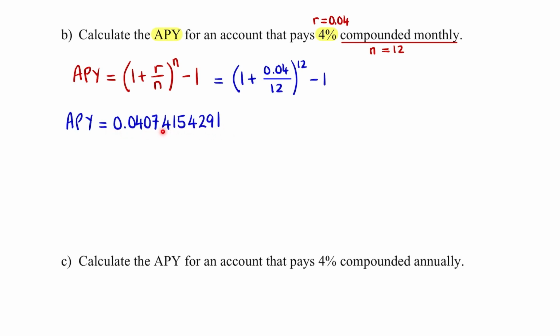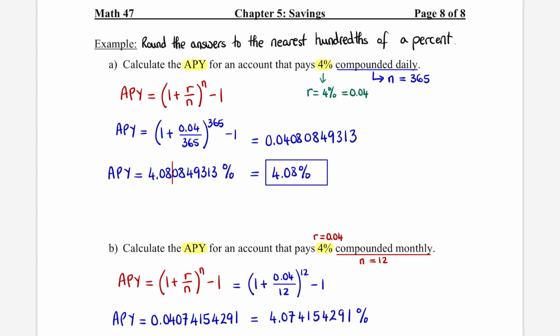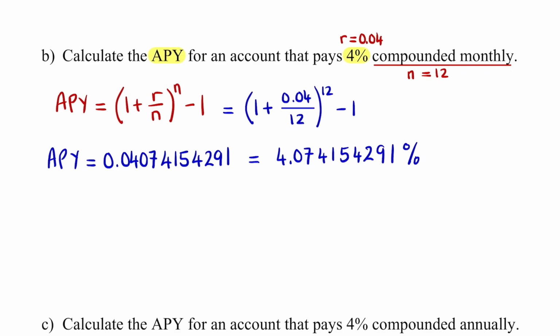Then I'll need to convert this into a percent first before I round. So I'm going to move the decimal point to the right 2 places and then insert the percent notation. So I get 4.074154,291%. The question is asking me to round to the nearest hundredth, which means rounding to 2 decimal places. That means I will stop right here. This digit is 4, so I'm going to round down to 4.07%.